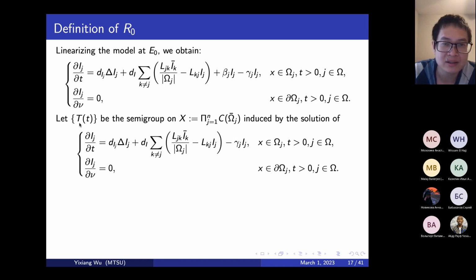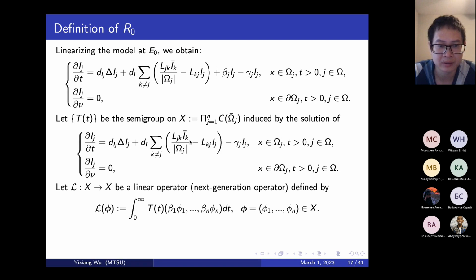And then we let capital T be the semigroup on X induced by the solution of this. Basically, just in the previous equation, you delete beta I, so you get this. Okay, and then we let L be a linear operator defined by this.